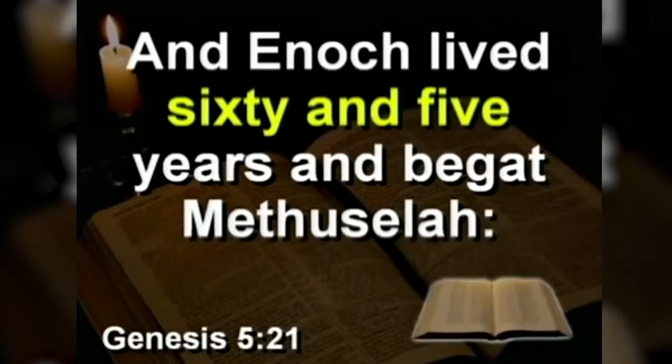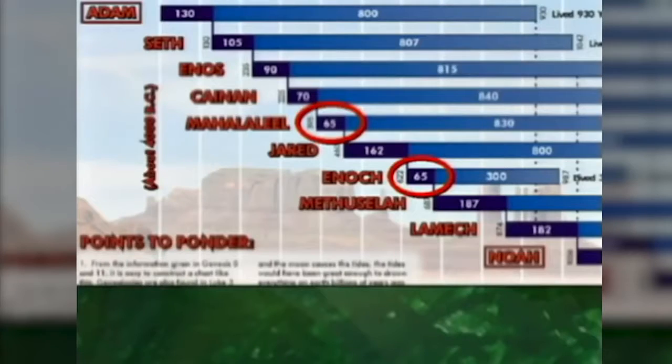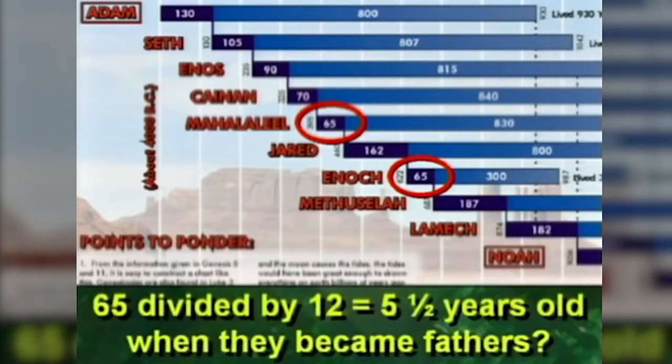Enoch was 65 when he begat Methuselah. Two of these guys are 65. Let's see, divided by 12? That makes him 5.5 when he became a daddy. I doubt that real seriously, okay? I'd have a hard time believing that. No, they really were living to be 900, and they got bigger.